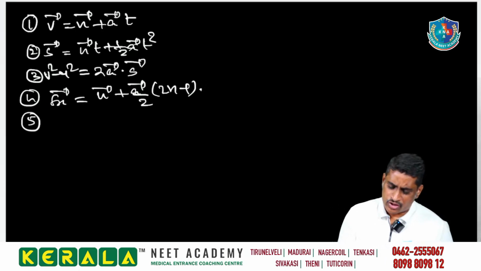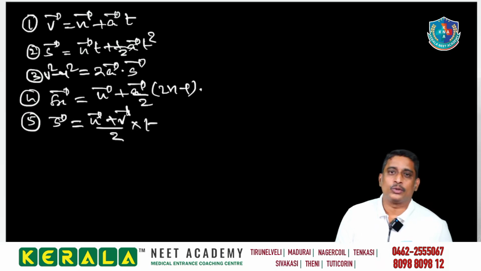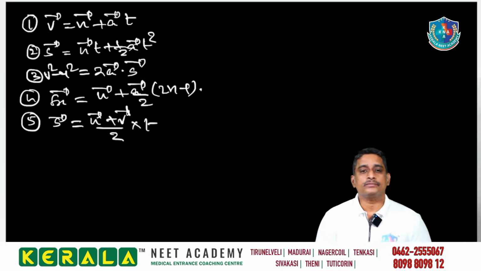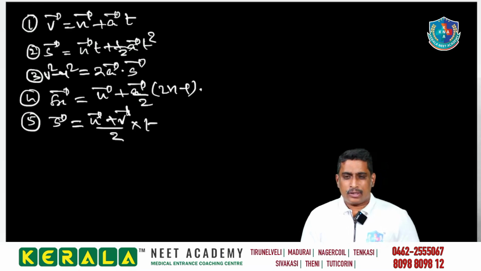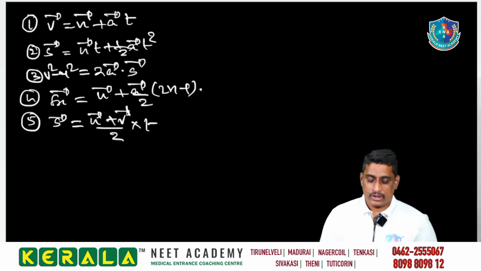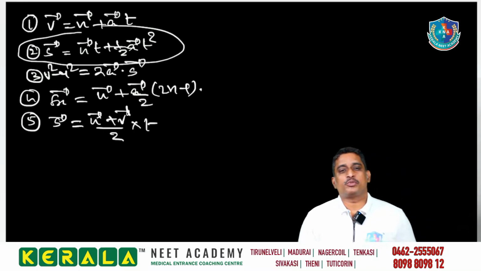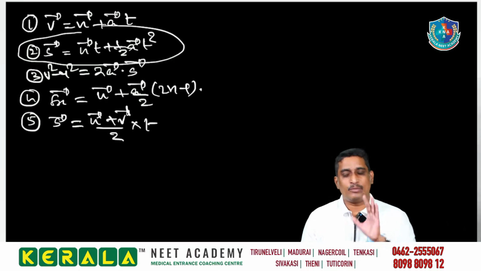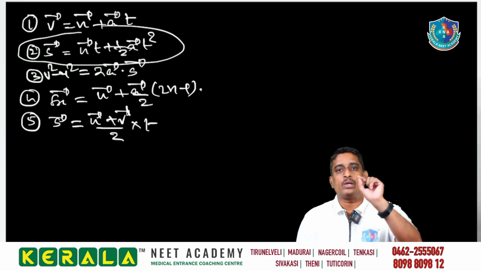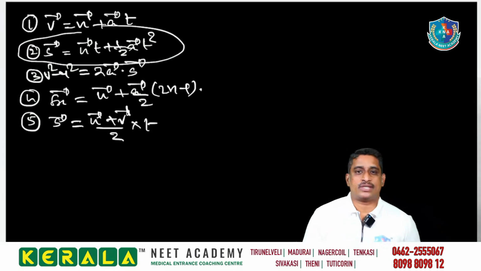And one more equation you can take. Displacement covered by the particle is equal to the average velocity of the particle times the time taken. Okay, see here, the majority of students have one misconception. If you look at the second equation, S̄ = ūt + ½āt². Remember, these kinematic equations are vector equations.